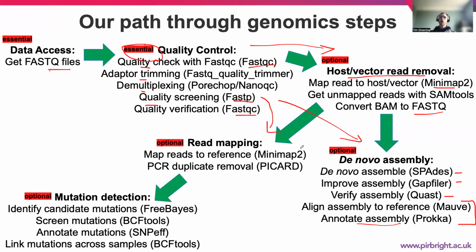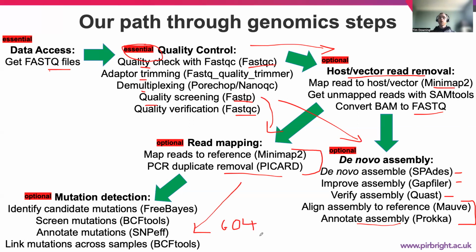On the read mapping side, we're going to look at how we can map reads to a reference. We're going to use Minimap 2 and another tool. And then we'll look at how we can remove duplicate reads with Picard or an alternative as well. And that will lead us to the next course, G04, where we're looking at this mutation detection area.